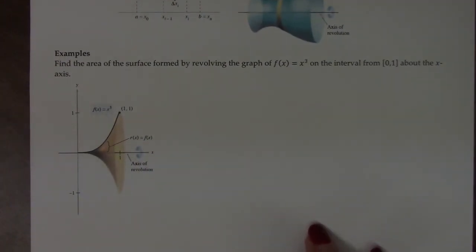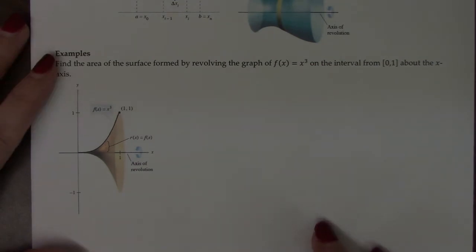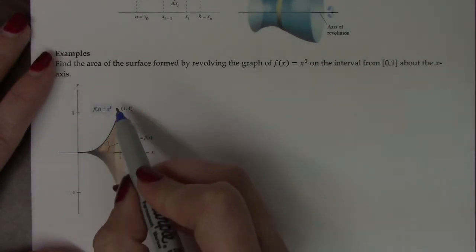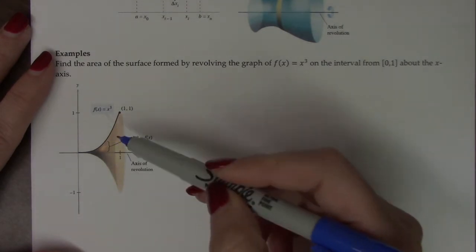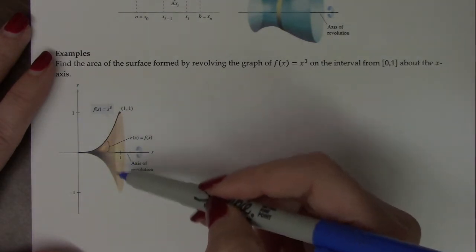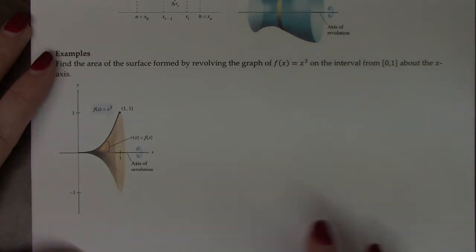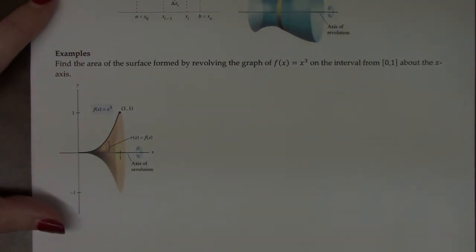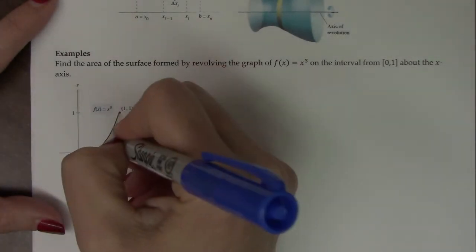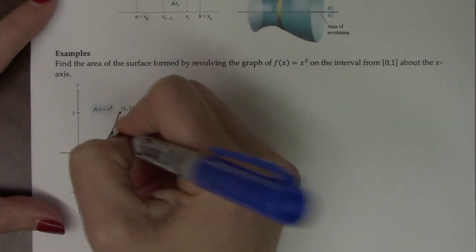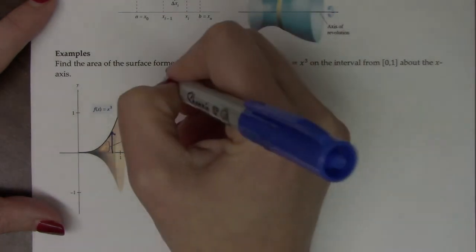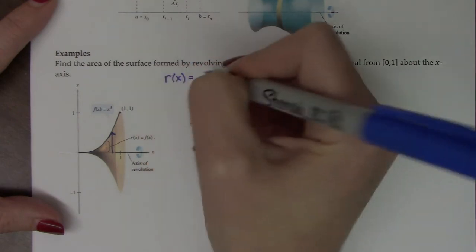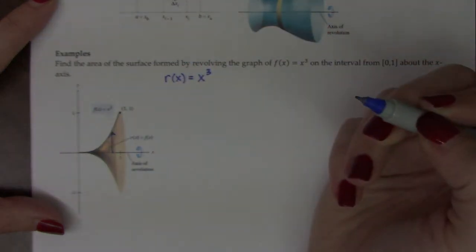So we want to take the graph of y equals x cubed from 0 to 1. There's the graph right here. Then we're going to spin that around the x-axis, and it's going to create this trumpet. And this thing's hollow on the inside. So we want to find the surface area of this. The radius is measured from the axis of rotation up to the line, so the radius is just the function itself, there's our x cubed.